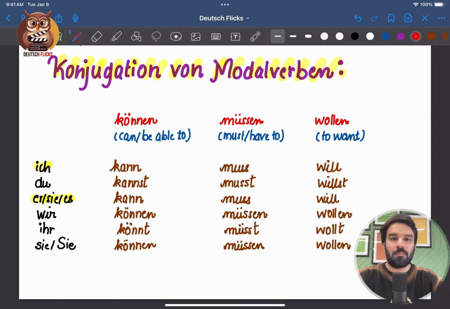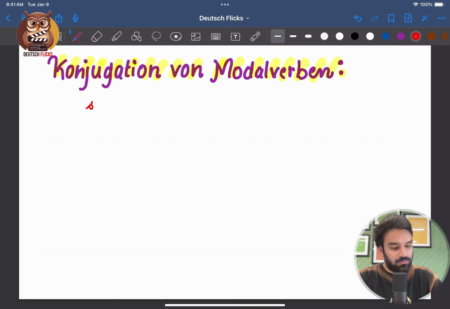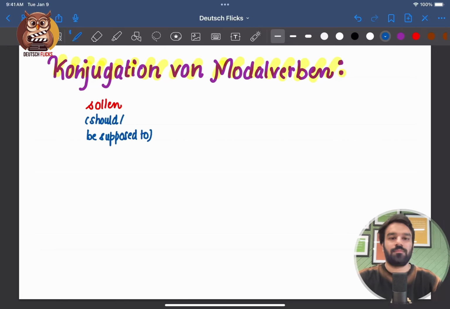Don't think we are done with Modalverben. We have a couple of Modalverben left. So now we have sollen, which means should or be supposed to. We'll use sollen for a piece of advice or suggestion. Then we have dürfen, which we'll use for asking or giving permission. It means may or be allowed to.